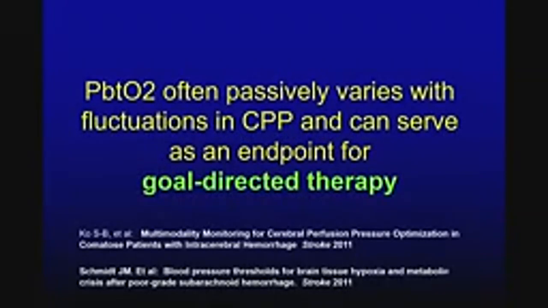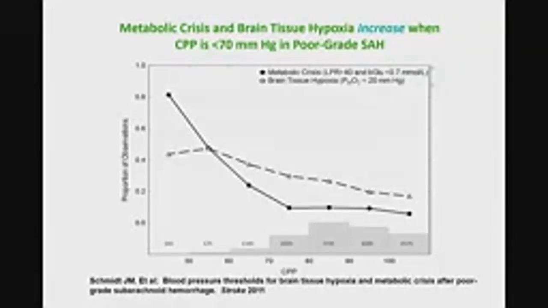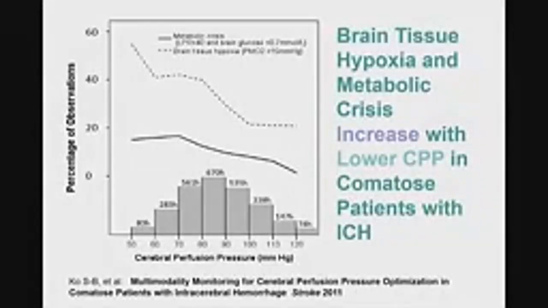First of all, we looked at populations of SAH and ICH. Here's poor grade SAH, and as you'd expect, there's more metabolic crisis, high LPR, low brain glucose, and more brain tissue hypoxia in general when CPP is low. Just like that Carl Henrik Nordstrom slide I just showed you before. We did the same thing in ICH, aiming for perihematomal brain tissue at risk. And we saw the same relationship, except for some reason, in these lucent regions, a lot more brain tissue hypoxia than we saw in the poor grades.